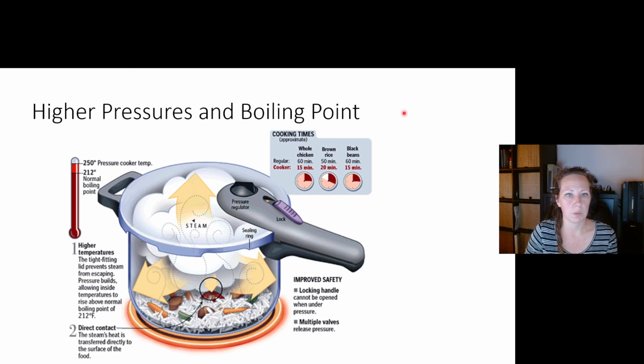So here you have some examples. Black beans on a stovetop would take 60 minutes to cook, and using a pressure cooker, only 15 minutes, because the temperature is able to get so much higher that we can cook faster. Brown rice, 50 minutes versus 20 minutes. Whole chicken, 60 minutes versus 15 minutes. A roast, same thing. Really cool stuff for cooking foods more quickly, harnessing the power of pressure.